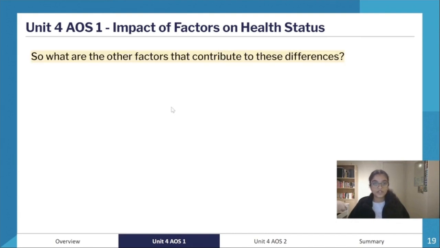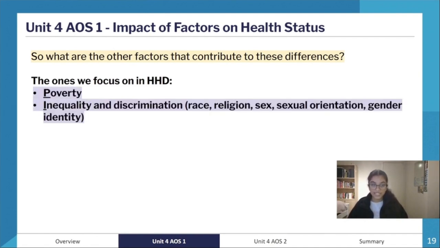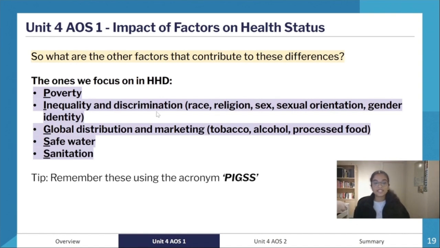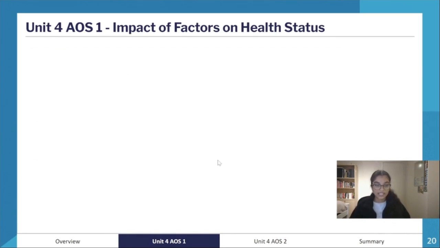Cool. So, what are the factors that contribute to differences in health status and burden of disease? The ones we focus on in HHD are poverty, inequality and discrimination, global distribution and marketing, safe water, and sanitation. Okay, and you can remember this using the acronym PIGS. Alright, so we're going to be having a look at all of these things and how it impacts on health status, specifically throughout different countries.